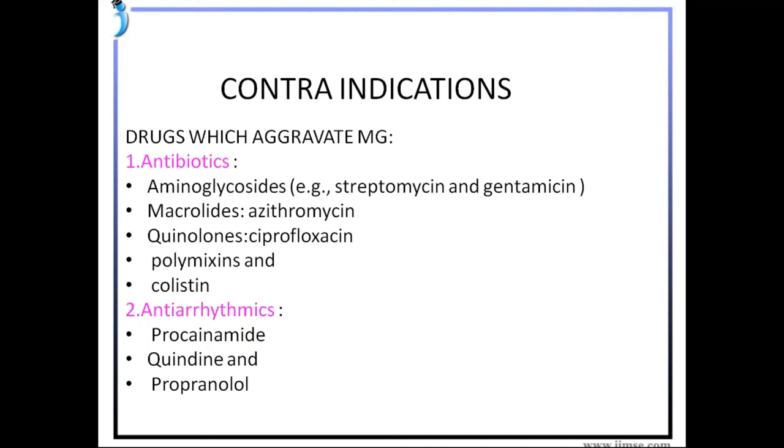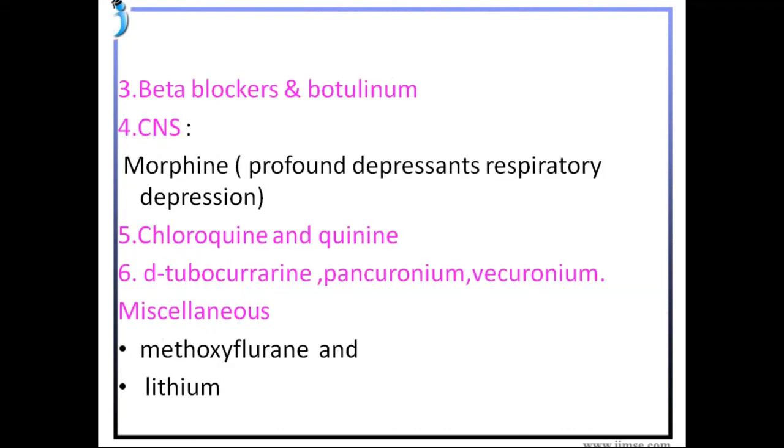And also, we should make sure that we are not prescribing antiarrhythmics in patients having myasthenia gravis. Usually drugs like procainamide and quinidine are the drugs under antiarrhythmics. Beta blockers like propranolol are usually contraindicated. I'm sorry for the slide, which should have been included in the next page. Botulinum toxin should also be avoided, because all of these drugs usually inhibit acetylcholine release.